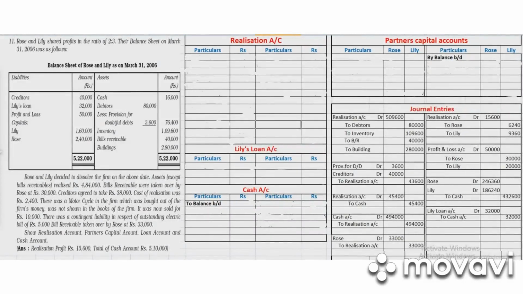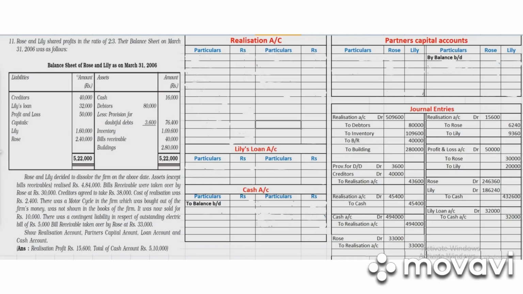Okay, dear students, welcome to another class of accountancy. In the previous videos, we have discussed the dissolution concept and theory, and we also discussed which accounts are prepared when there is dissolution of partnership firms. So today we will see the numerical part. We will try to solve one question on dissolution.